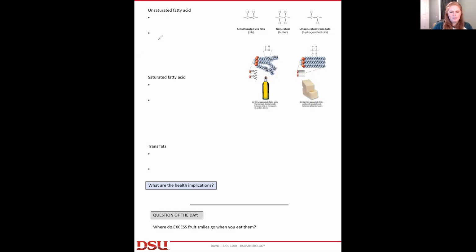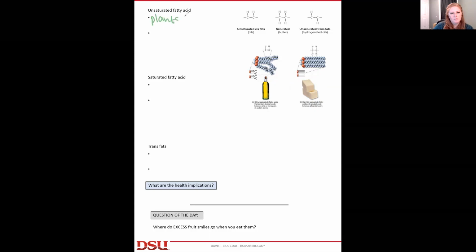All right, so our unsaturated fats, these usually come from plants and fish. They are liquid at room temp. So you're looking at your different types of oils, fish oils and plant oils, things like that. They are, again, going to be liquid when they're sitting at room temperature.